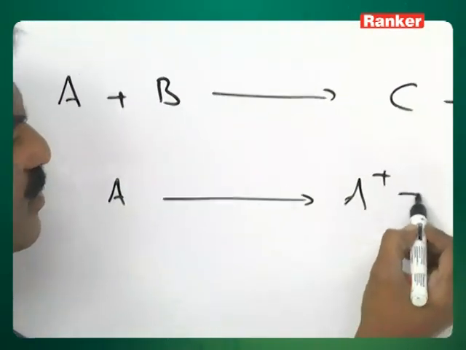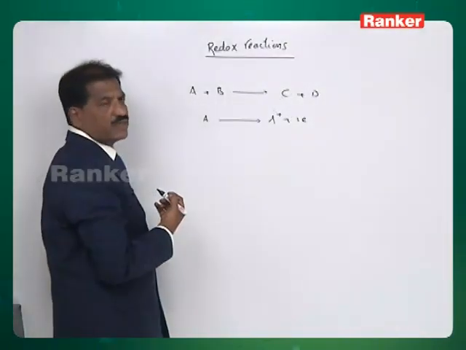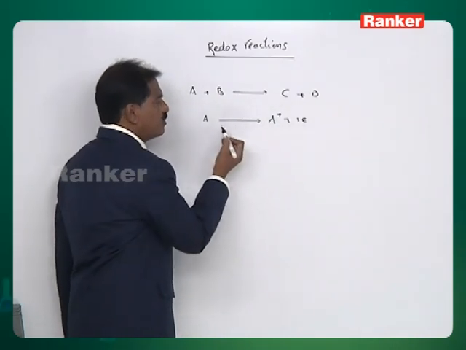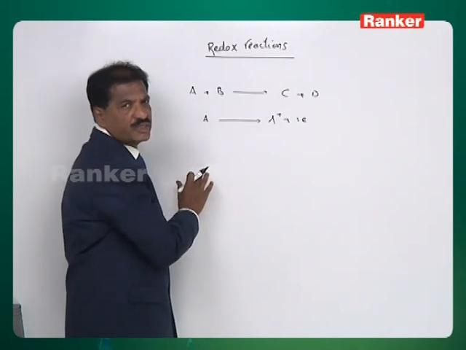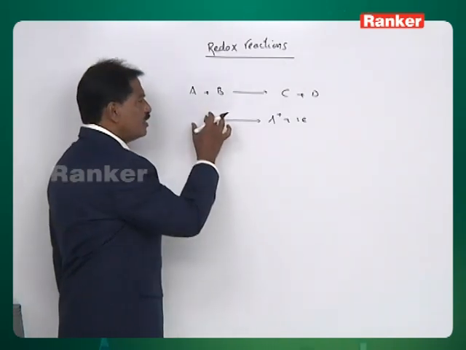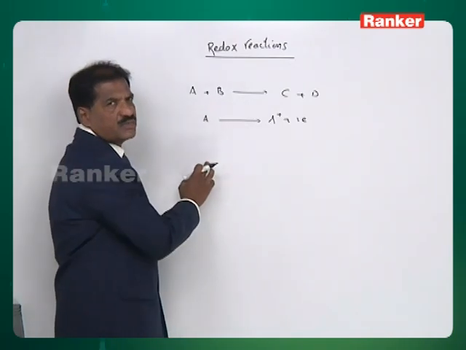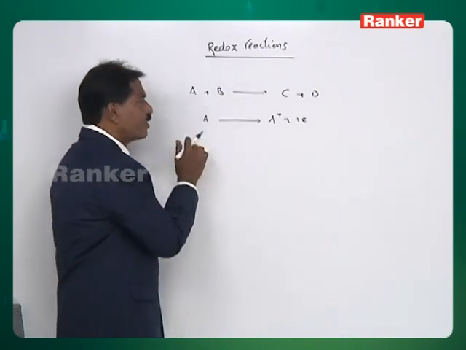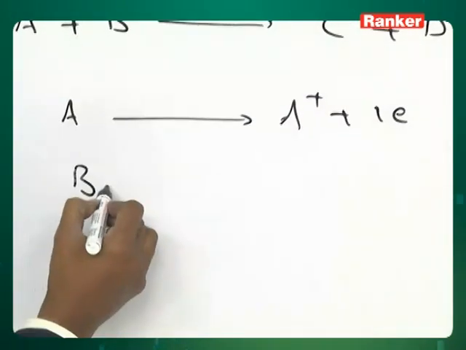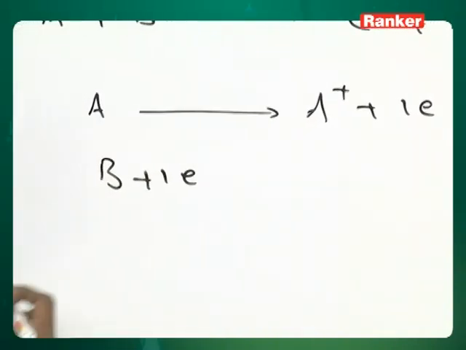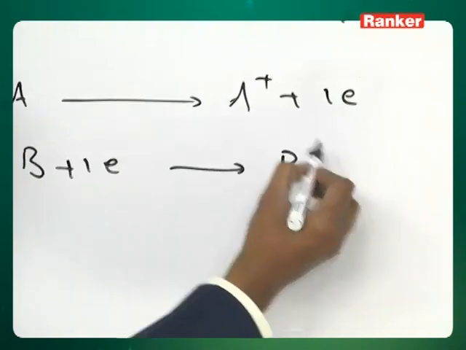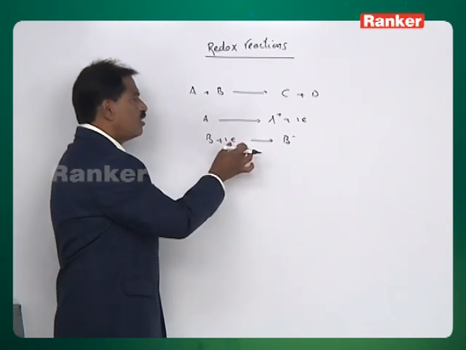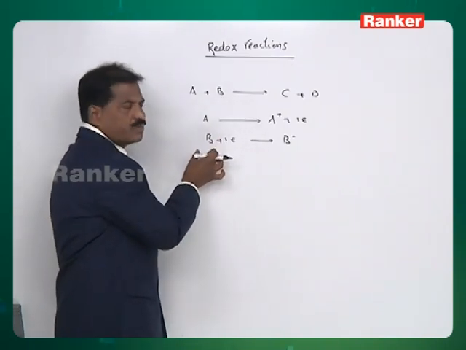A has lost the electrons, so A has been converted into A positively charged ion. Since A has lost the electrons, this process is called oxidation. Therefore, oxidation means any process in which loss of electrons takes place, or de-electronation takes place. Next, if any other species gains the electrons, say for example B gains the electrons, it gets converted into B minus.